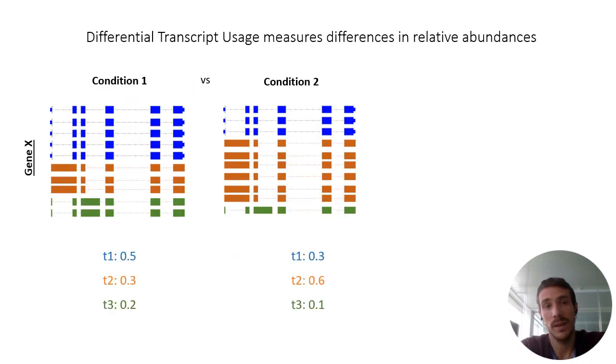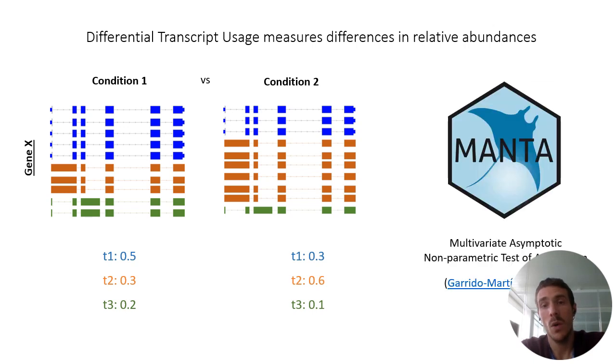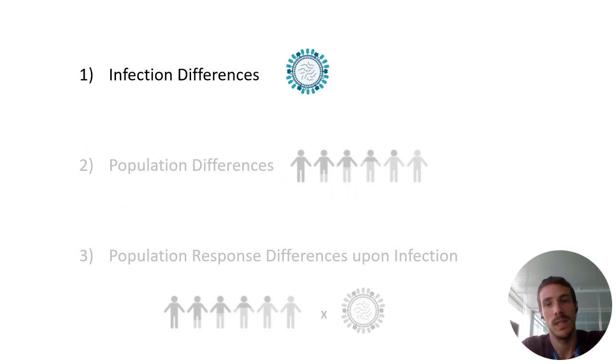We will be performing differential transcript usage, which is a type of analysis that compares the relative abundances of the expressed transcripts between conditions. That is, how do the relative fractions of these transcripts differ between the conditions of interest. In order to do so, we're going to use the MANTA method, which performs multivariate tests of such fractions between the conditions of interest. The results I'm now going to show are preliminary and are still under expansion.